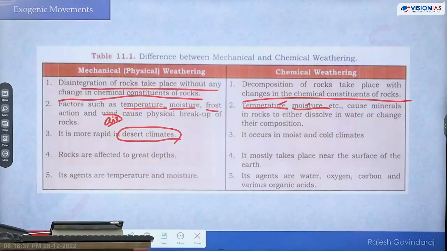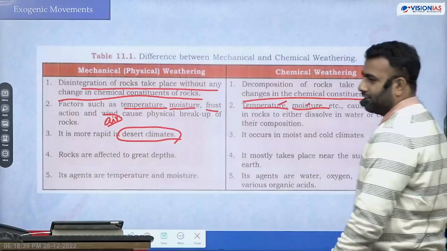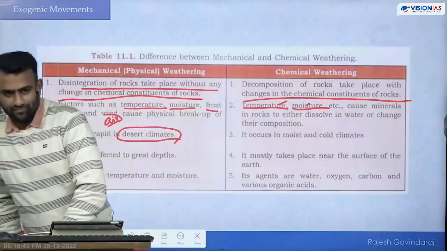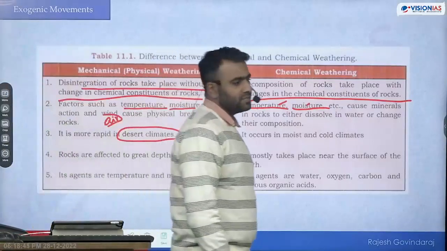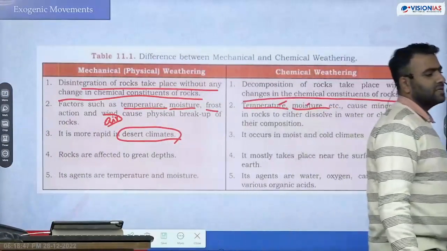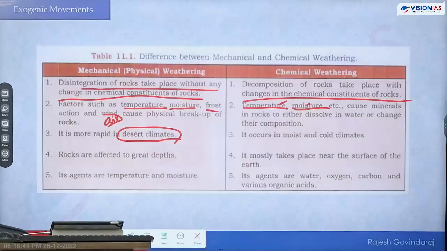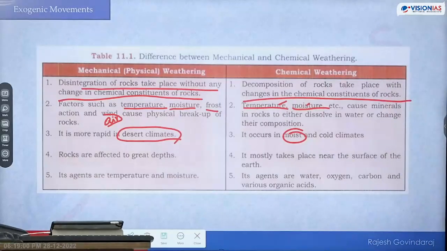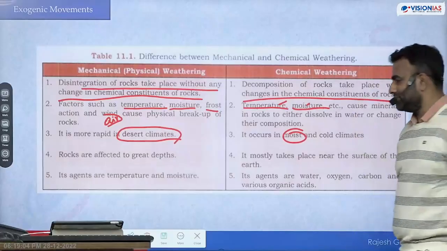Water कम रहता है. For chemical reaction, most of the chemical reaction you need water. Extreme temperature, हाँ extreme temperature भी है. Extreme temperature की वजह से physical breakdown होगा, right? And water कम रहता है. So where there is less water, chemical reactions are less. Here it occurs in moist conditions. Okay, moist condition जहां पर आएगा, there is more chemical reactions.